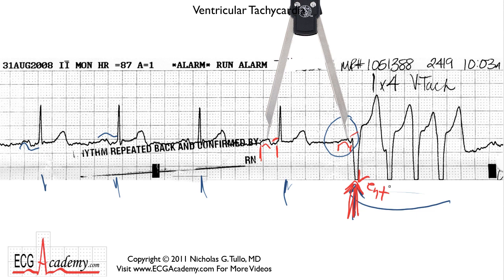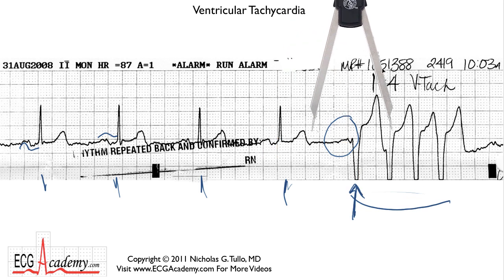Now notice it is rather irregular. There's a little bit of a warm-up associated with this 4-beat run of non-sustained ventricular tachycardia. It starts out with a rate of about 120, and it speeds up to maybe 165 beats per minute. But we see that commonly in non-sustained ventricular tachycardia.